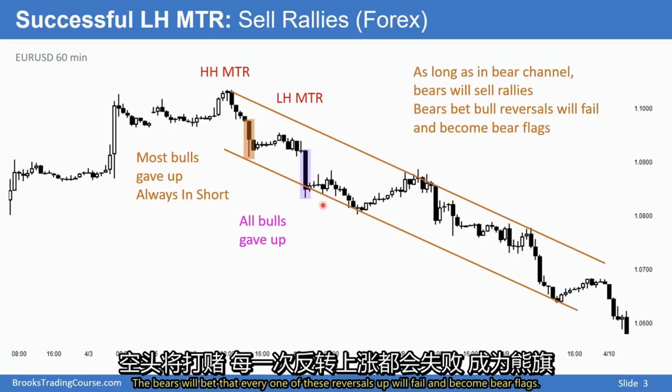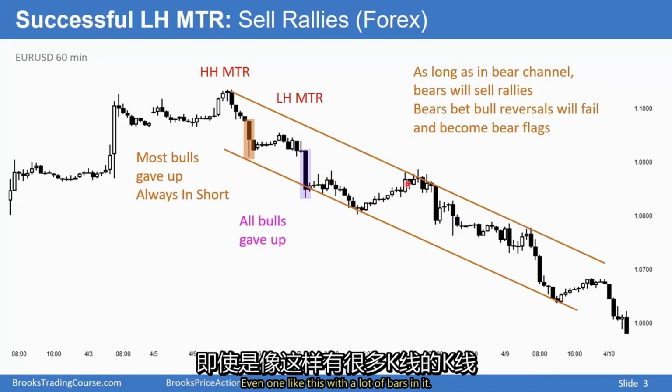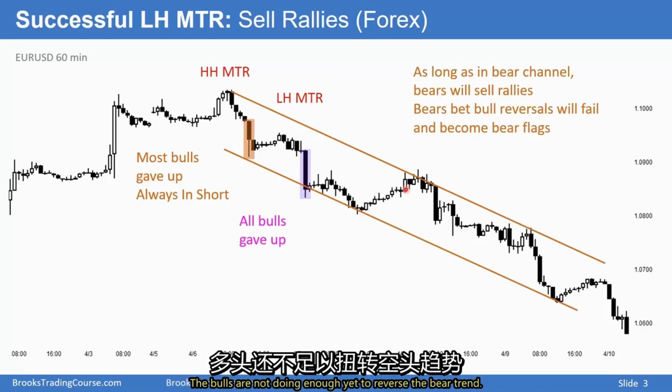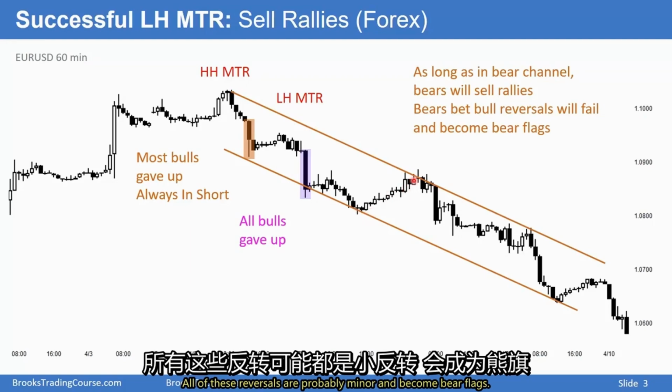The bears will bet that every one of these reversals up will fail and become bear flags, even one like this with a lot of bars in it. Where are the consecutive big bull trend bars? Where are bull bars big like this and like this? The bulls are not doing enough yet to reverse the bear trend. All of these reversals are probably minor and become bear flags.